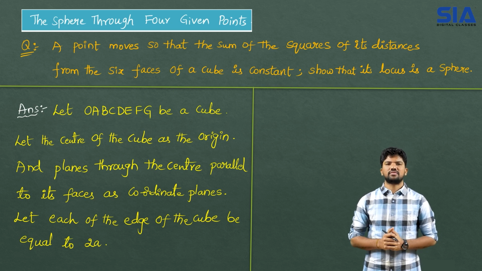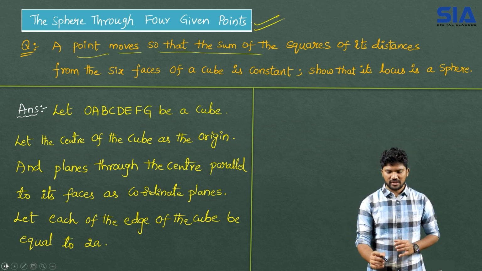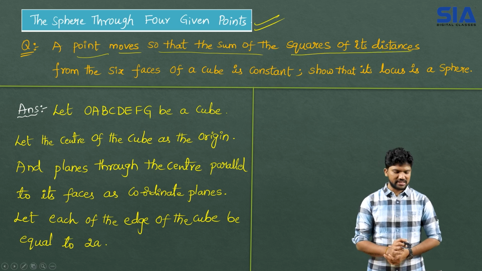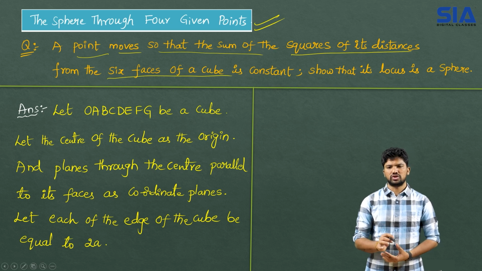In this lecture, we are going to discuss one of the important theorems. A point moves so that the sum of the squares of its distances from the six faces of a cube is constant. Show that its locus is a sphere.